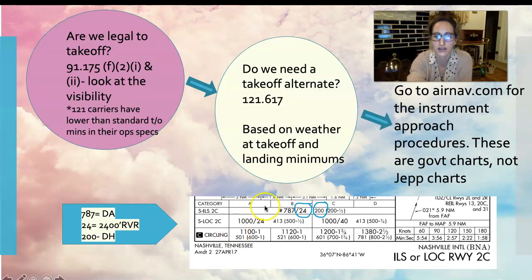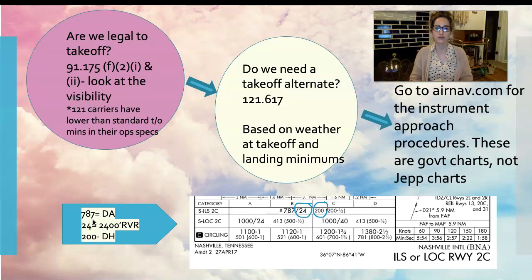It's based on your aircraft category, A, B, C, or D. We are category C. Boeing, Airbus, all of them are Cat C. The S-ILS means a straight-in ILS approach to runway 2 center. This one's a straight-in localizer approach to 2 center, and this is circle to land. The first number here, guys, 787, is in feet, and that is your decision altitude.